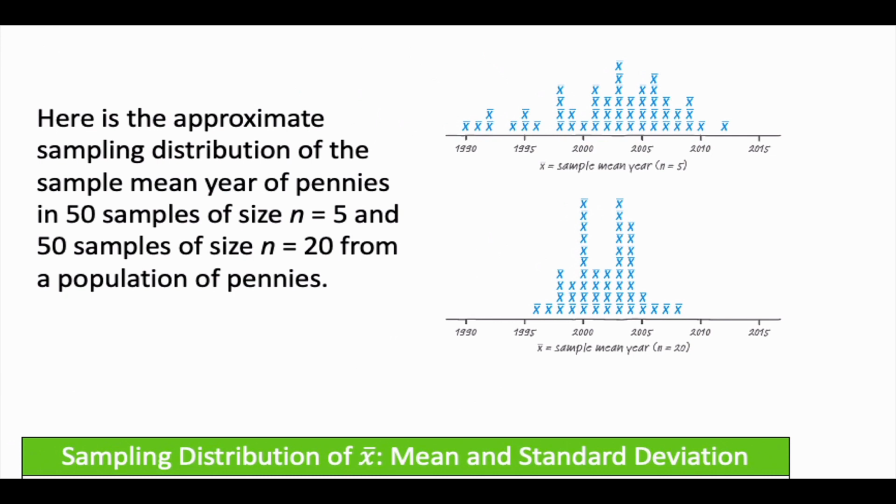I have a thing of pennies, and I used to have students grab in there. What's the average date of the pennies? So they take a sample of 5 pennies, add up all of the dates, and divide by 5. That's how they came up with the top one. And then they take a bigger sample, and we did 20.